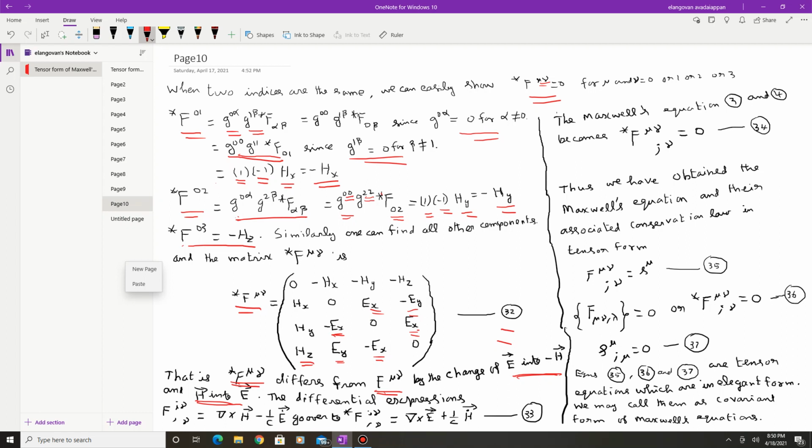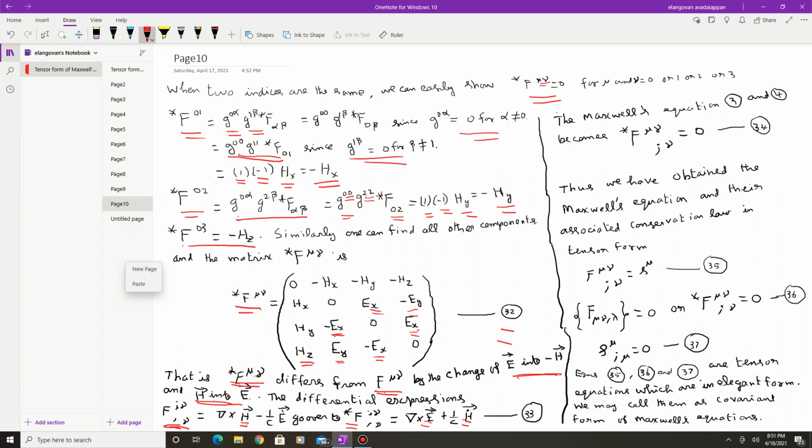Therefore, the differential expression, this is your expression already, F mu nu comma nu, which is equal to curl H minus 1 by c times E dot. This is the differential expression that we are given. This goes into star, the dual matrix. So once it goes into star, then H goes to E, and E goes to minus H. Therefore we get this. So this expression goes to this expression, and if this is an electromagnetic tensor, this is a dual tensor.